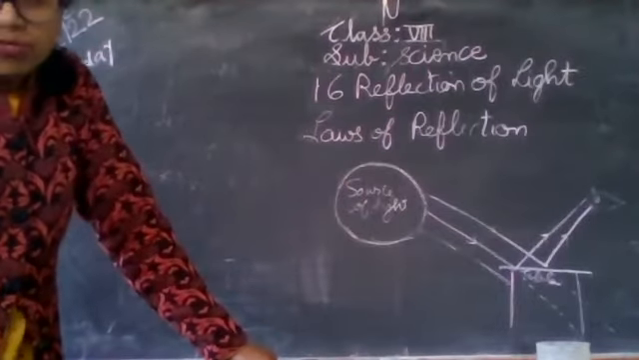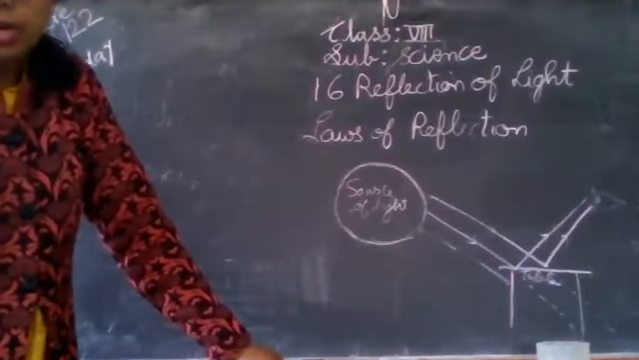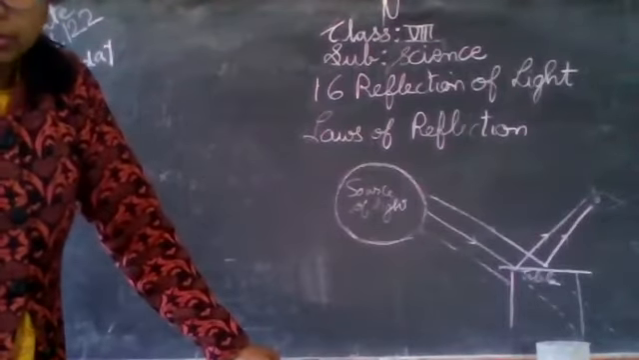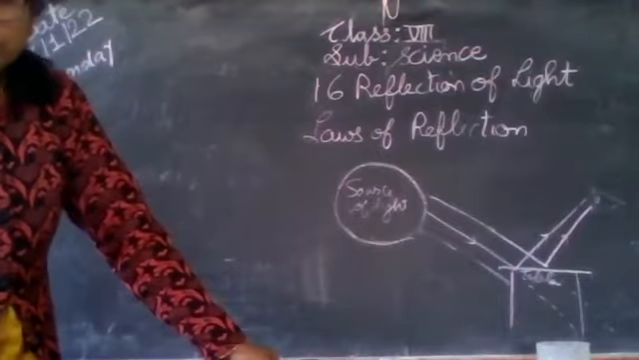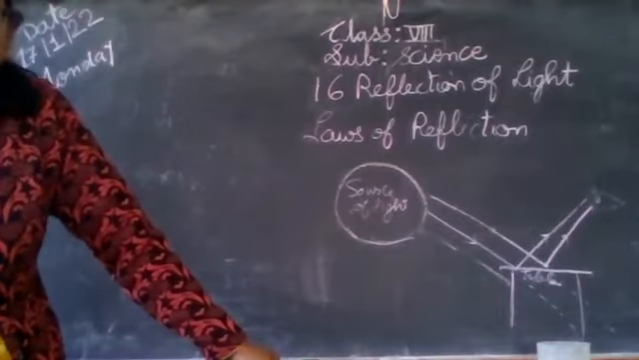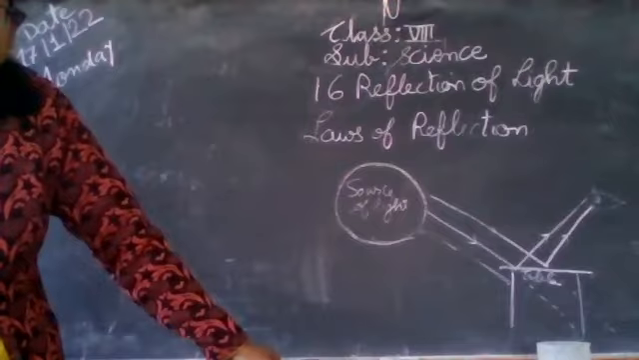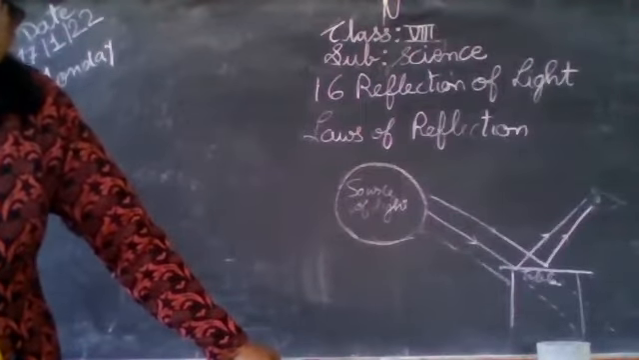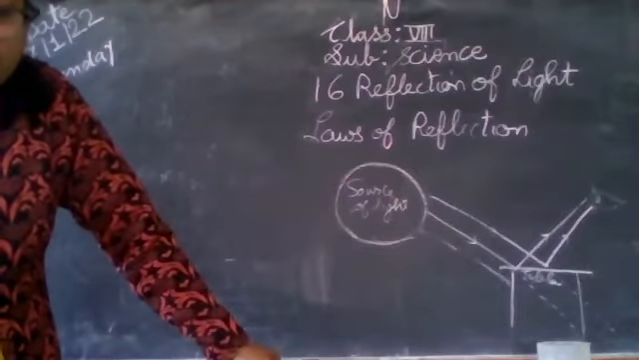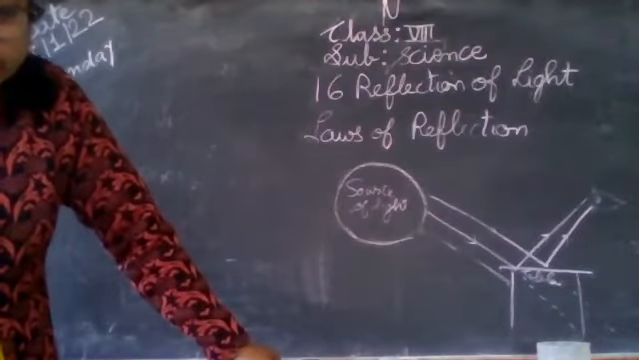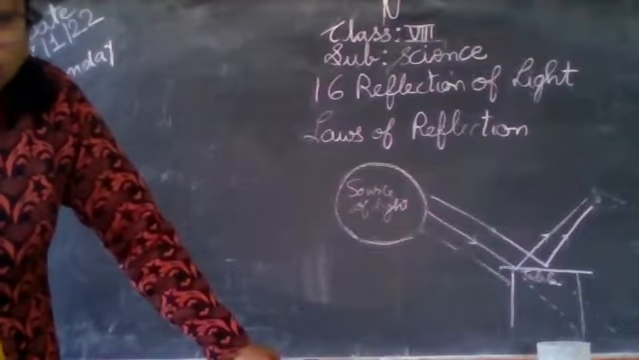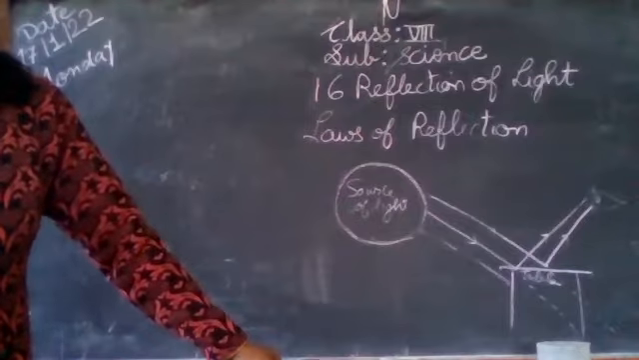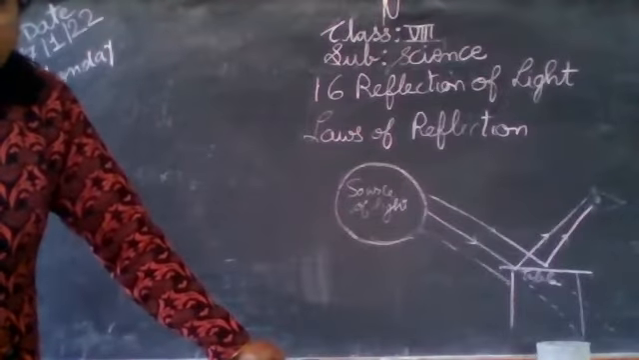Now, many activities can be performed related to reflection of light. If we have a torch light, a mirror, a stand for hanging the mirror, black paper, a comb, white paper, and a drawing board, all these things are needed to perform an activity that you can do at home. So you have to adjust the comb and torch so as to get light rays on the white paper.